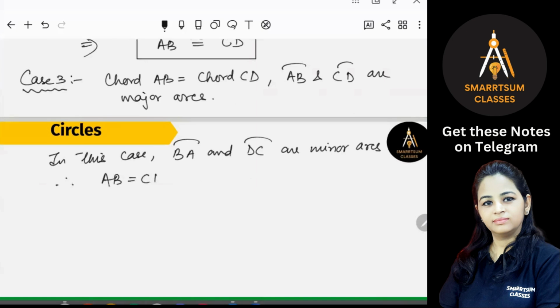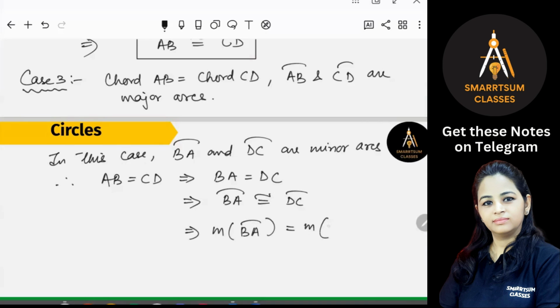Now, chord AB is equal to chord CD. That means, can we say that chord BA is equal to chord DC? Both are the length of the chord. That means arc BA will be congruent to arc DC. If the chords are equal, as already given in the question, then the minor arcs will be congruent. That means the measurement of arc BA is equal to the measurement of arc DC.